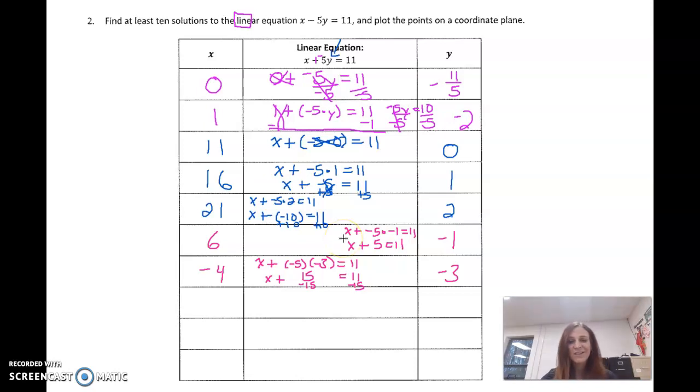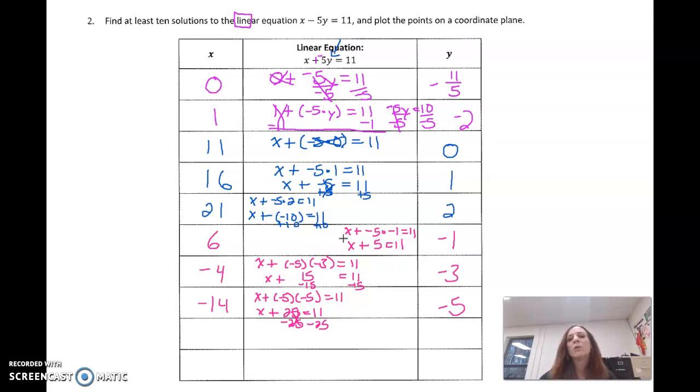All right, and then let's do just one more and I'm done. Let's go negative 5. So I'm going to plug in negative 5. I'm going to go x plus negative 5 times negative 5 equals 11. That's x plus 25 equals 11. And then I subtract 25 from each side, and I get my x value of negative 14. All right, you guys get the idea.